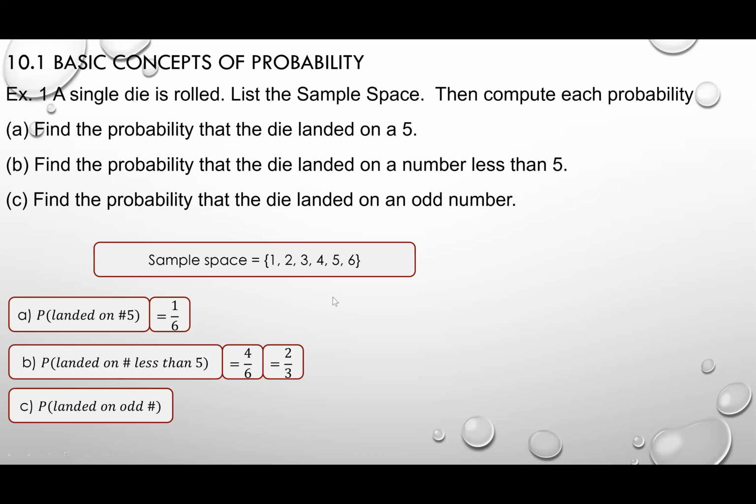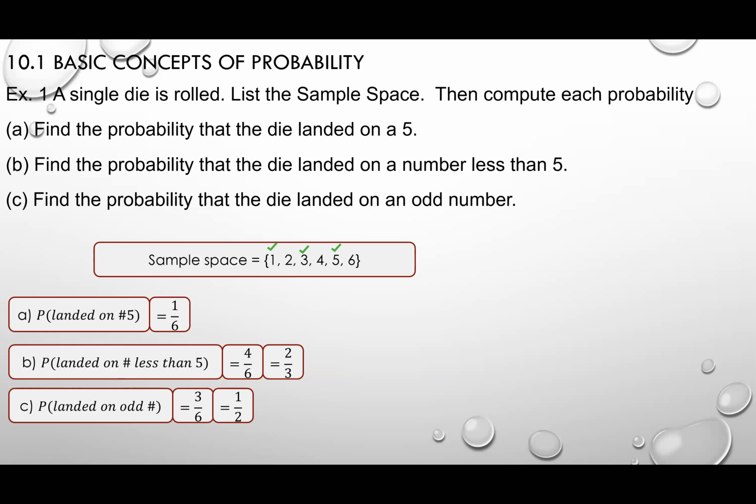Similarly, looking at this item here, how many items fit the description of an odd number? Do you agree that the odd numbers are 1, 3, and 5? So there are 3 items that are odd numbers out of 6 items. And again, why out of 6? Because the total sample space I have is 6 items, and the item I'm looking for is 3. What am I looking for? I'm looking for the odd numbers, 3 out of the total 6.